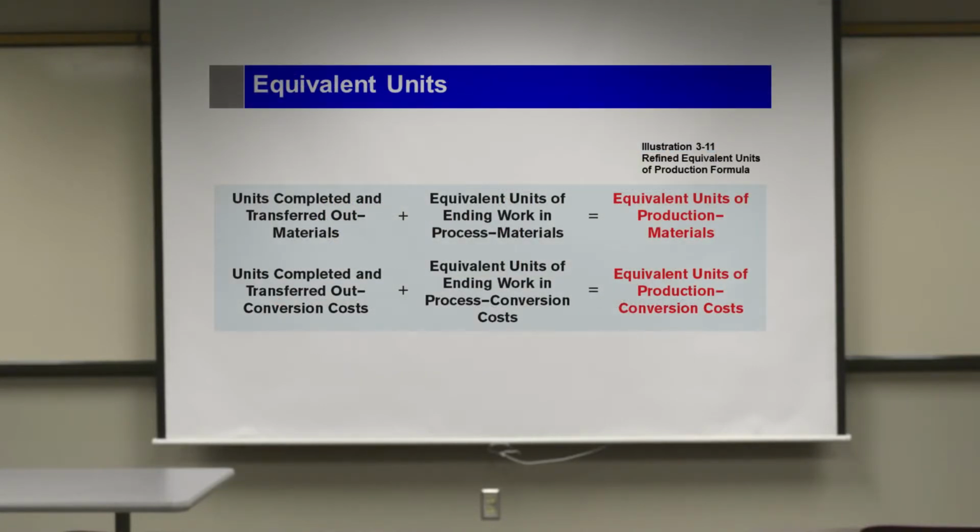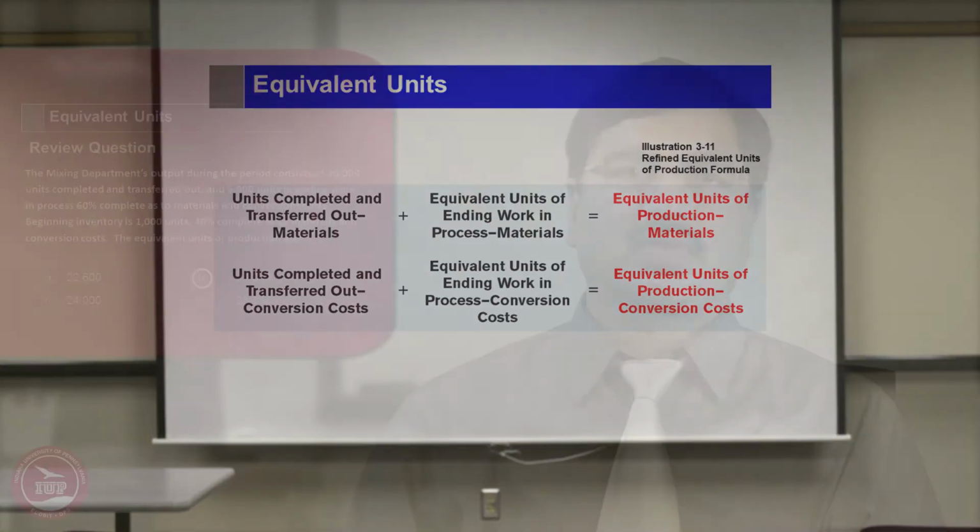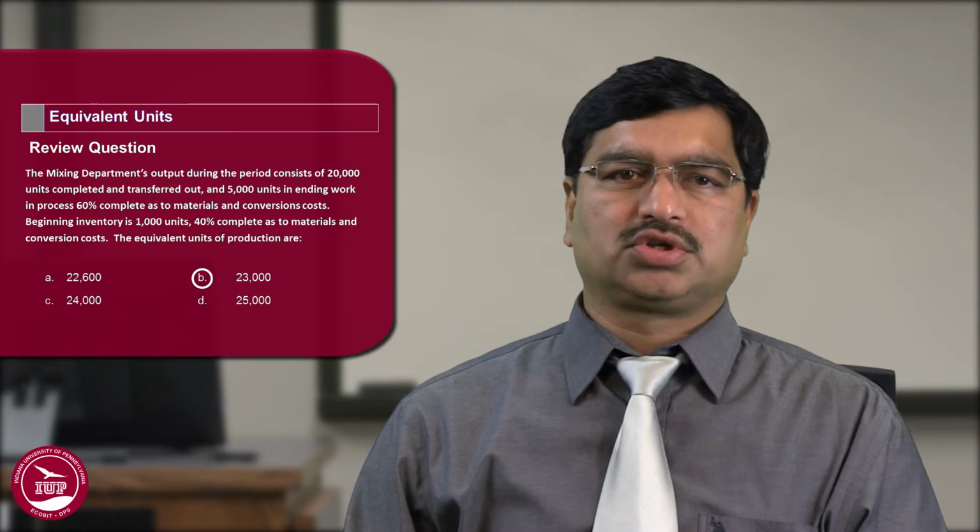So to get to the equivalent units, what do we have? We have units completed and transferred out plus equivalent units of ending work in process for materials, which gives you the equivalent units of materials. You do the same thing for the conversion cost. You've got the units completed and transferred out, plus you add the equivalent units of ending work in process for the conversion cost. That will give you the equivalent units of conversion cost. Now let's do this problem.